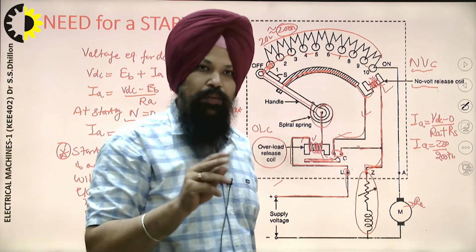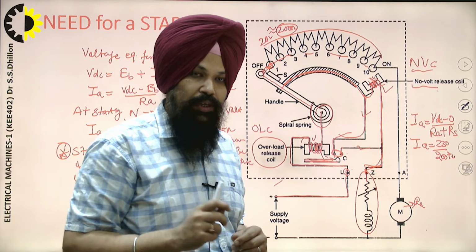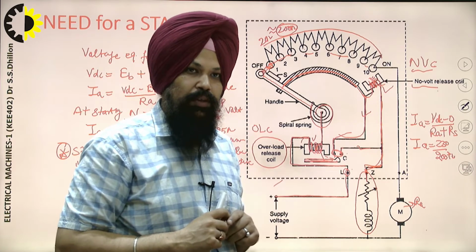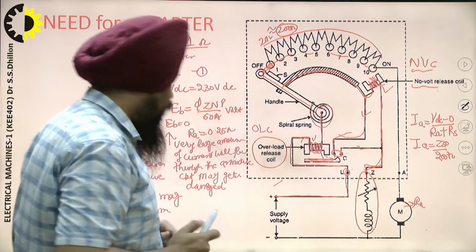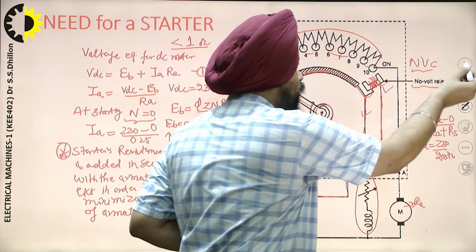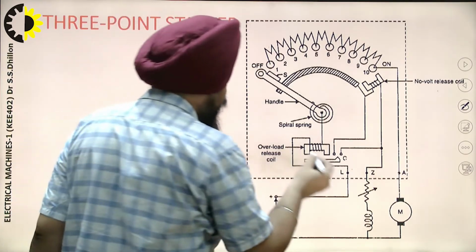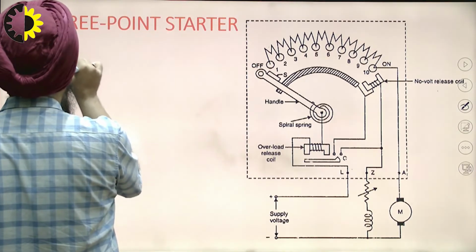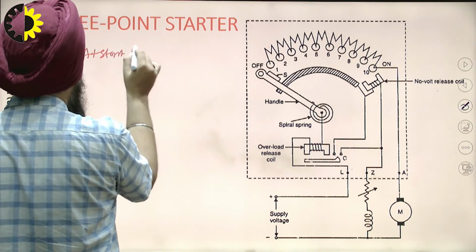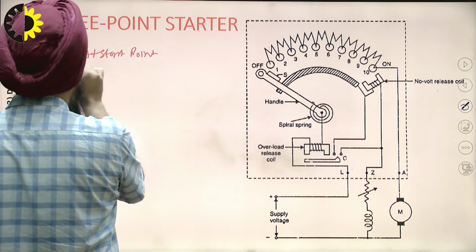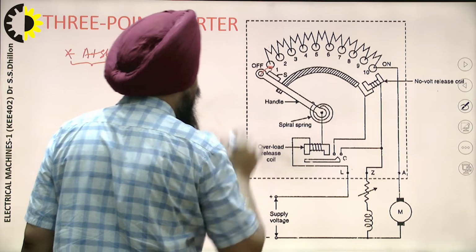We have two types of protections applied in this particular starter. One is known as no voltage release and the second one is known as overload current release. Okay, let's proceed further for more detail. You can see in this diagram, first of all, at the starting of the DC motor, this stud is moved, suppose on the stud 1.